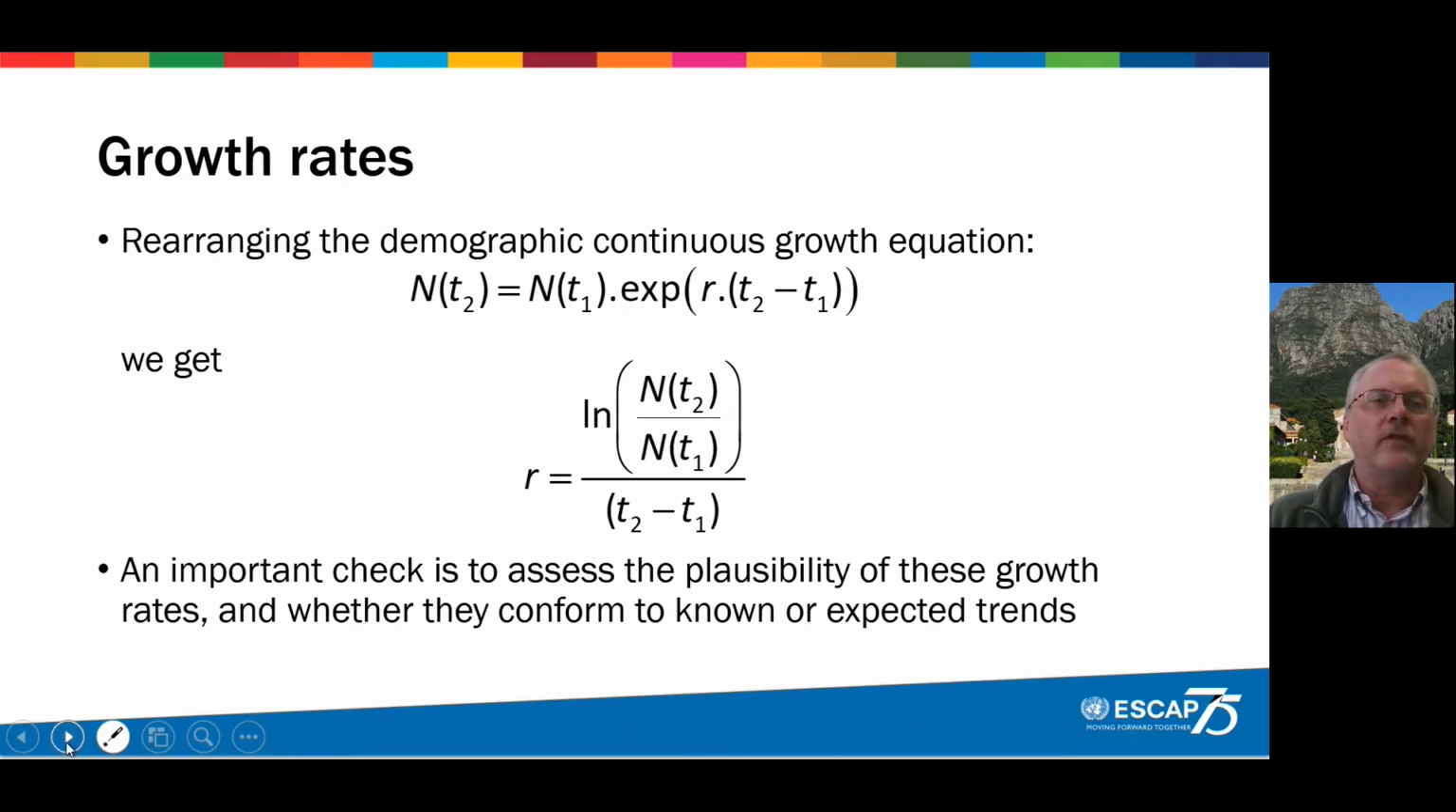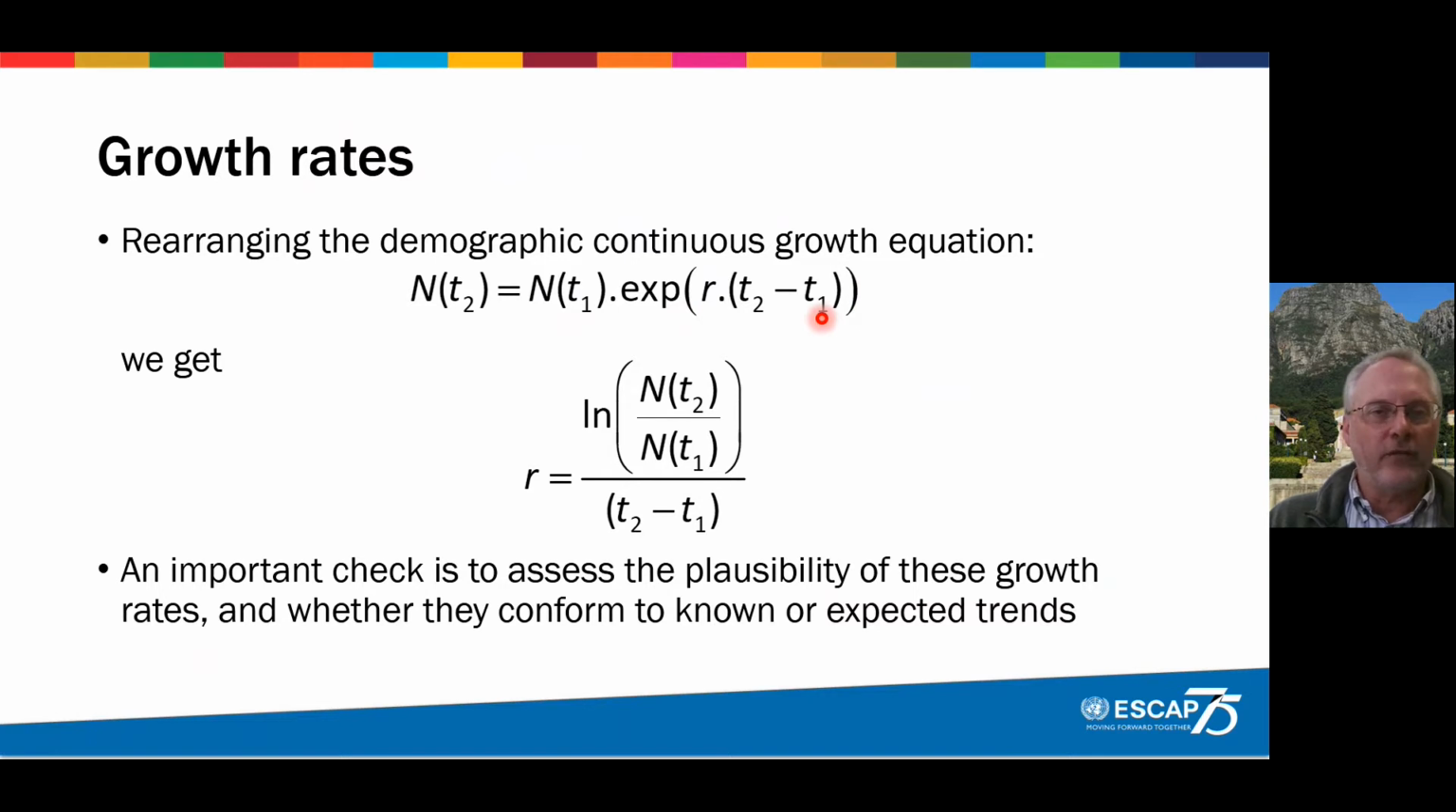A second way of thinking about growth of population change between two different inquiries is to rearrange the demographic continuous growth equation. This is an equation which relates the population, the N, big N, at some time, time 2, to the same population at some earlier point in time, at time 1. And it says that the population at time 2 is the population at time 1, growing exponentially, that's the function E, at a rate R for a number of years between time 2 and time 1.